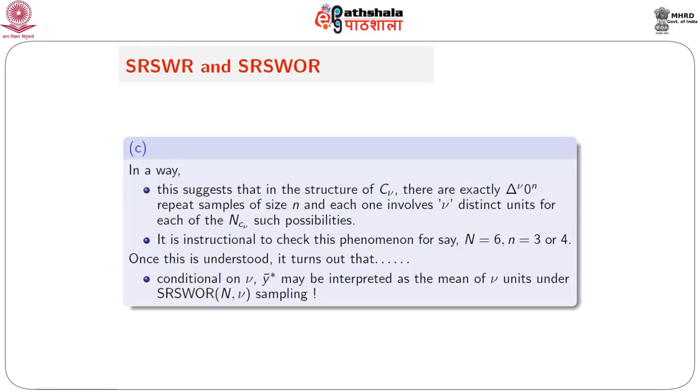Delta nu O n, n choose nu, and those samples have the feature that all N C nu possibilities are captured delta nu O n times. That is the repeat number for everybody. So in a way, this shows you that you can view y bar star conditional on nu as if it is generated out of a without replacement sample of size nu from the original population.